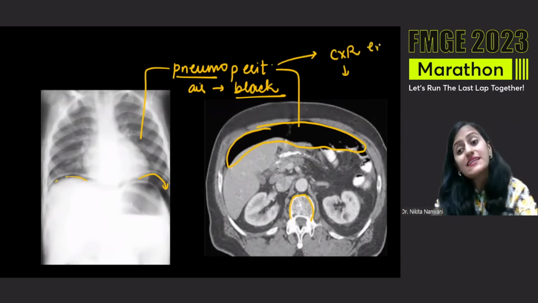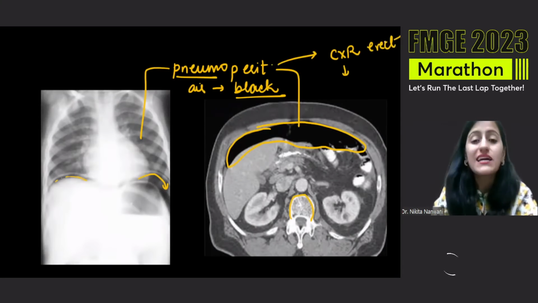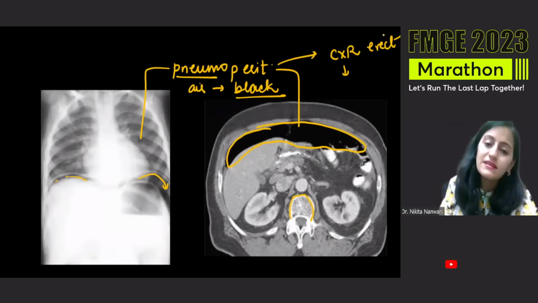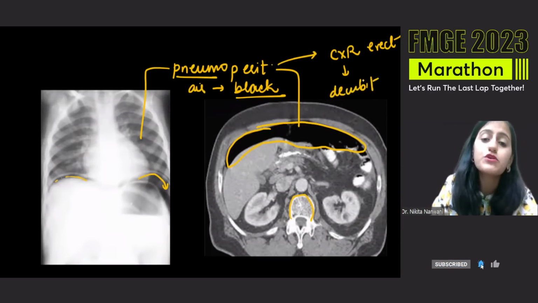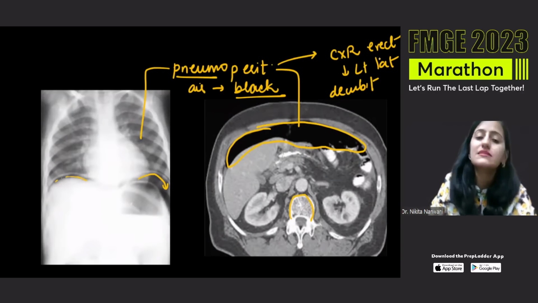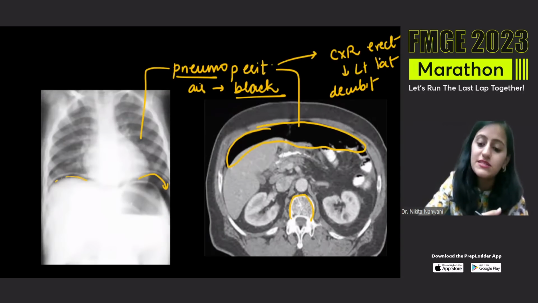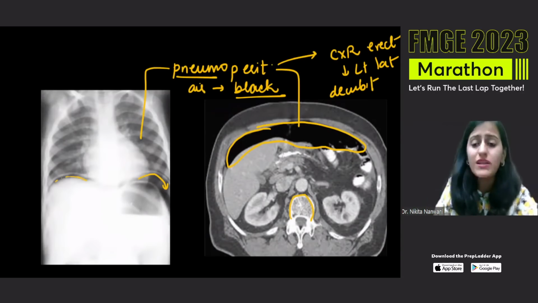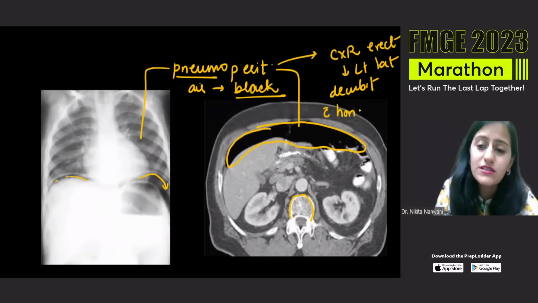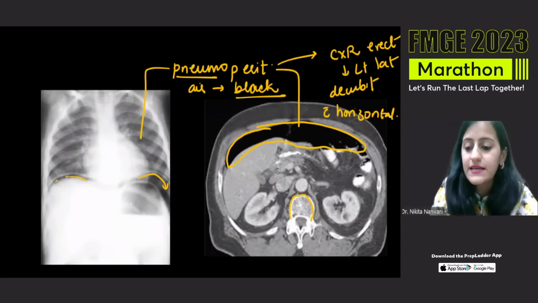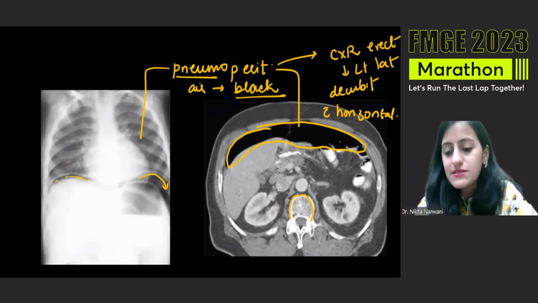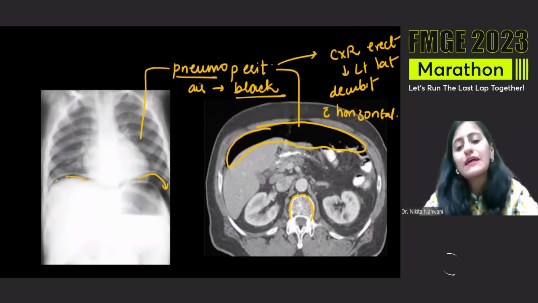The chest X-ray, erect. If the patient cannot stand erect, that means we can ask the patient to lie down on one side. That is decubitus view. Which decubitus? Remember, it is left lateral decubitus. Left lateral decubitus. And with which beam? The horizontal beam of the X-ray. It is left lateral decubitus with the horizontal beam that we can do.